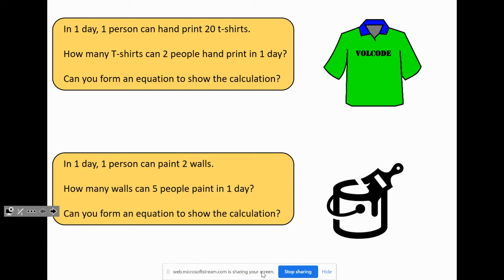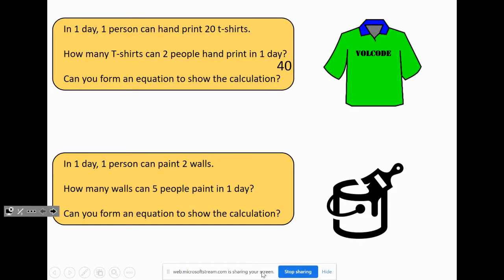So in one day, one person can handprint 20 t-shirts. How many t-shirts can two people handprint in one day? Can you form an equation to show the calculation? It should be pretty obvious that if one person can make 20 t-shirts, then two people can make 40 t-shirts. Because you've got twice as many people, you can make twice as many t-shirts.